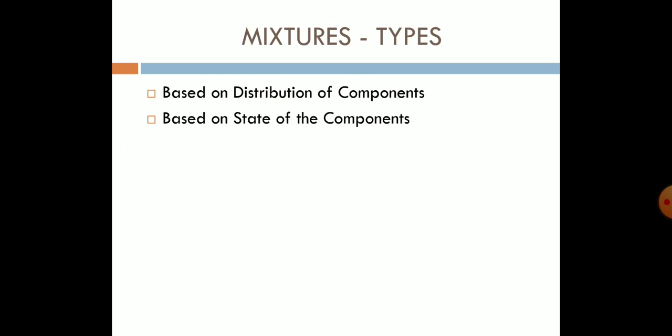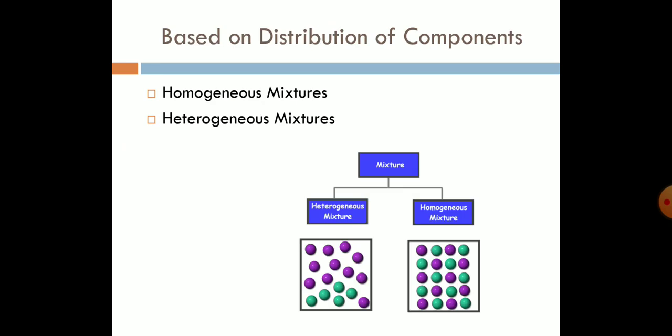Now you have two types of mixtures. One is based on the distribution of the components, the other is based on the state of the components. State, we know, is solid, liquid or gas. Distribution is how much is the concentration or something like that. We will see the types. First is based on the distribution. We have homogeneous and heterogeneous.